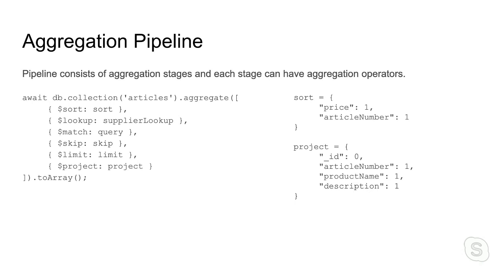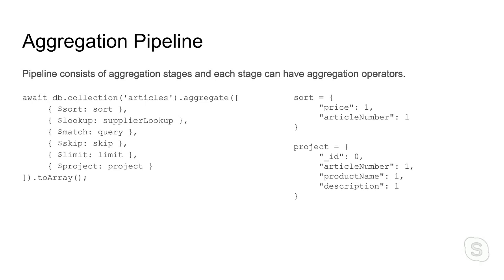This sorted data will be passed to another stage, which is the lookup. We'll look at the lookup more closely on the next slide, so just skip it for now. Then it will go to the match stage, where there's some query. The query is the same as you saw before for the find method, for example, or any other. And the set of data will be smaller again.